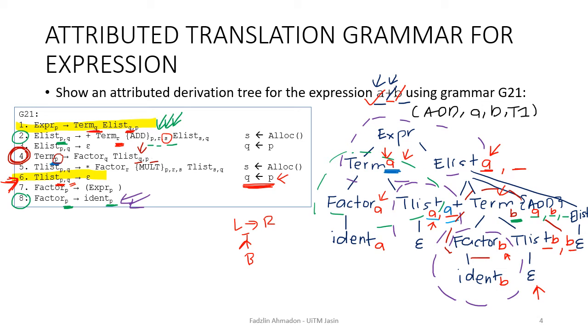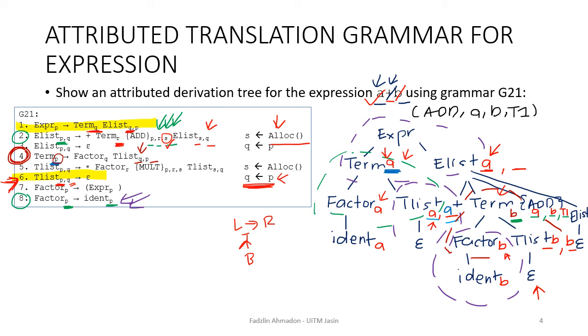Attribute S, we look at the attribute computation rule and it says call method alloc. If you still remember, alloc is a method to call for temporary space. So this is the first time we are calling this method, therefore we get the value of T1. Okay, so we are done with this, and then we move to the next symbol, which is ELIST. ELIST has 2 attributes, S and Q. S, we have established S as T1.